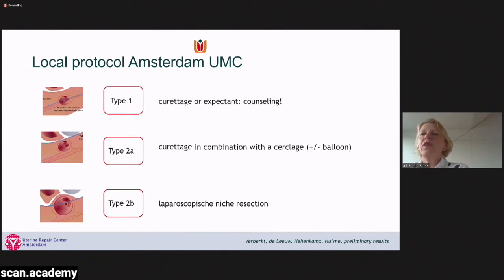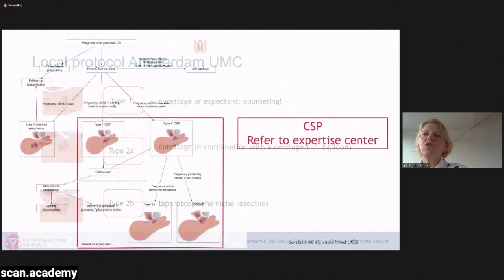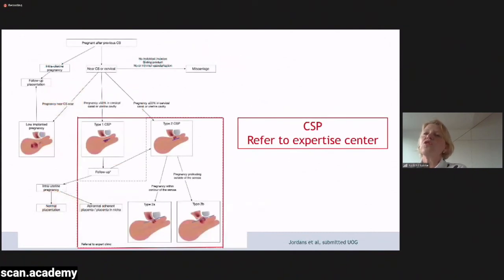So if it's a type 1, we counsel them that it could be expectant or curettage. Type 2A, we advise them to undergo curettage in combination with a cerclage. And a type 2B, we consider a laparoscopic niche resection. But as discussed, this is all under debate. What's the most optimal treatment? And this, of course, also depends on the experience.